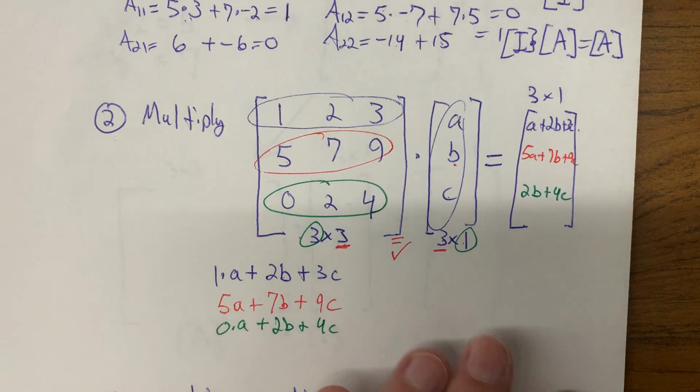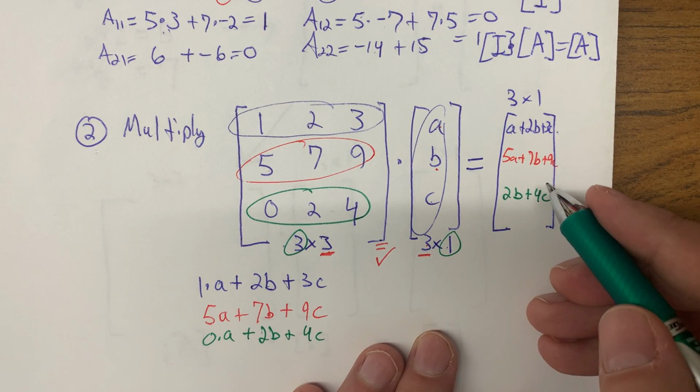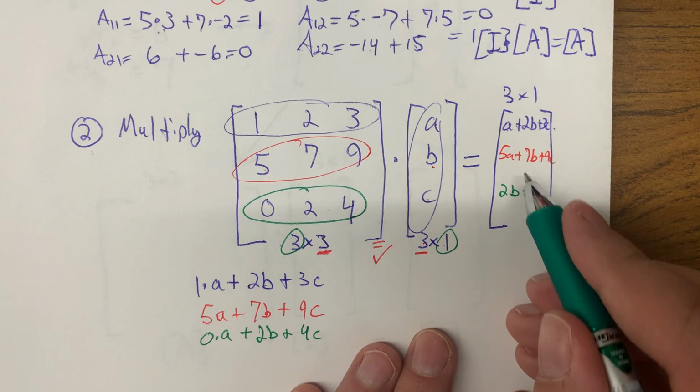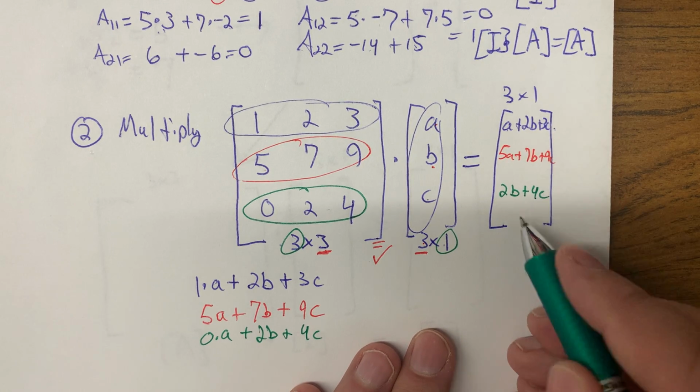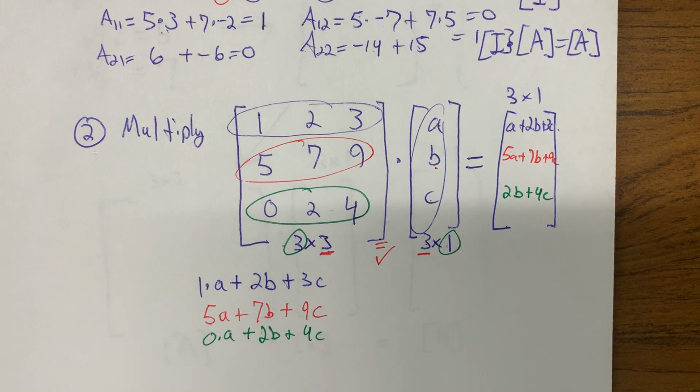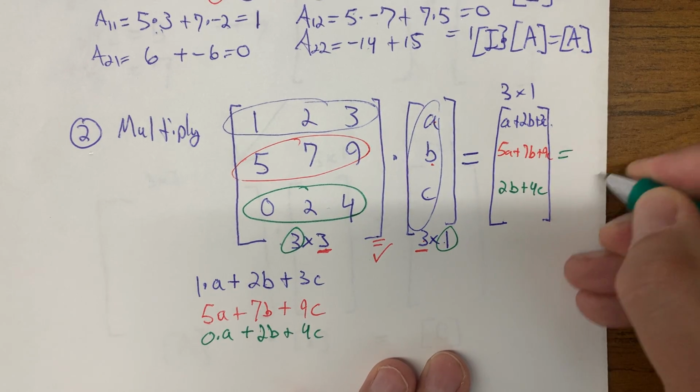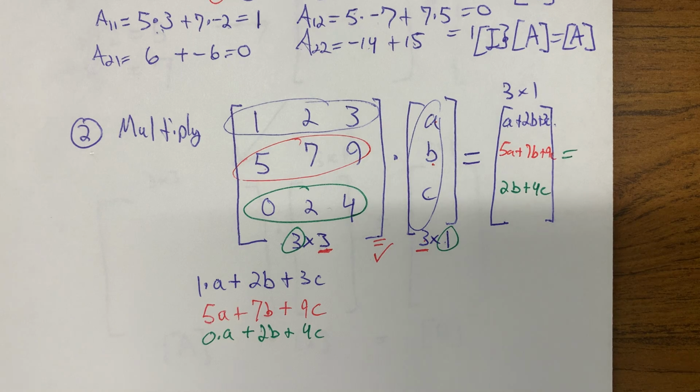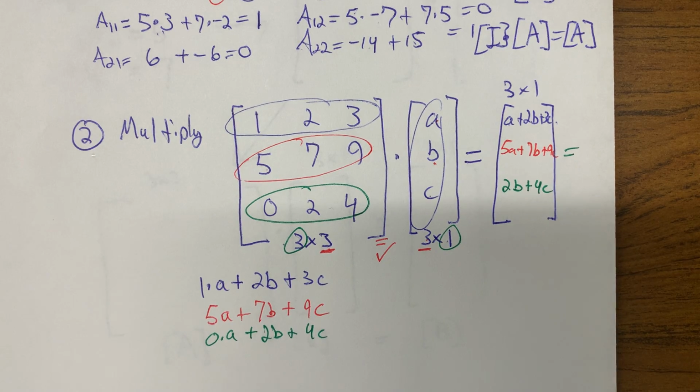Now, this should kind of remind you of something here. A plus 2B plus 3C, 5A plus 7B plus 9C, 2B plus 4C. I hope this reminds you a little bit of systems of equations. Now, we don't have an equal sign here, but it sure looks like the beginnings of a system of equations. And there is a strong link, and we'll get into that in just a few minutes.